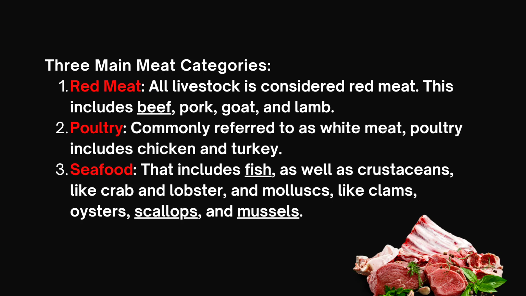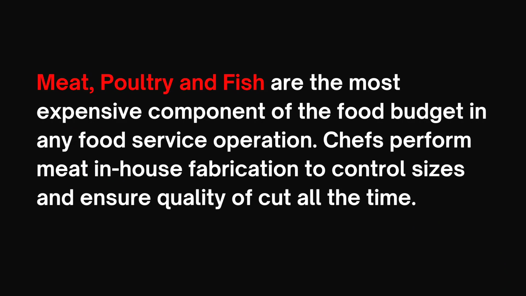In seafood, yes, seafood is also considered as a meat because it is described as the flesh of mammals, and they are the only cold-blooded animals of the edible bunch. That includes fish as well as crustaceans like crab and lobster, and mollusks like clams, oysters, scallops, and mussels. Meat, poultry, and fish are the most expensive component of the food budget in any food service operation.